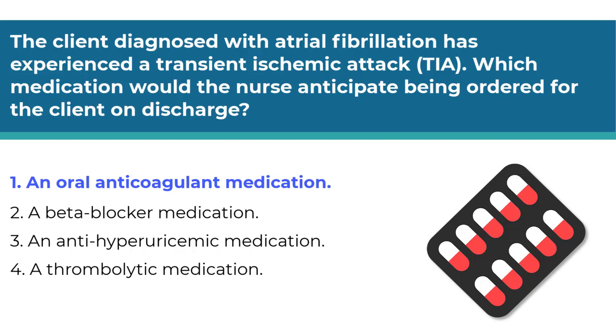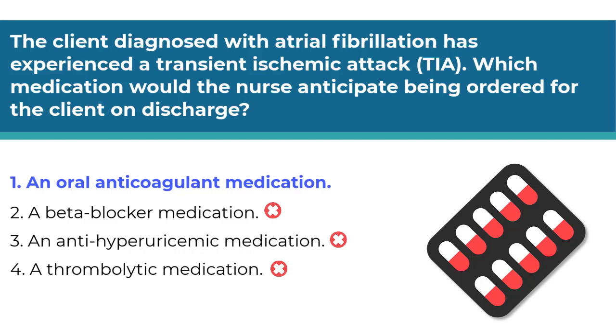Atrial fibrillation predisposes the patient to formation of thrombi, which become emboli and may cause a TIA or CVA. The nurse would anticipate an oral anticoagulant, like warfarin, to be prescribed to help the patient prevent thrombi from forming in the atria. The other medications are not used to prevent thrombi.